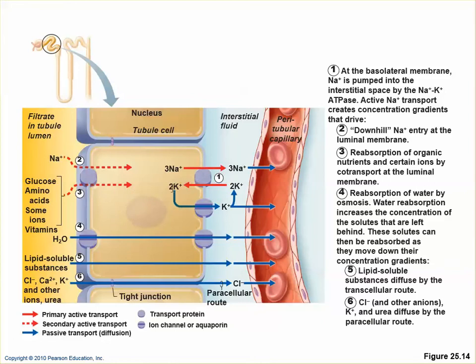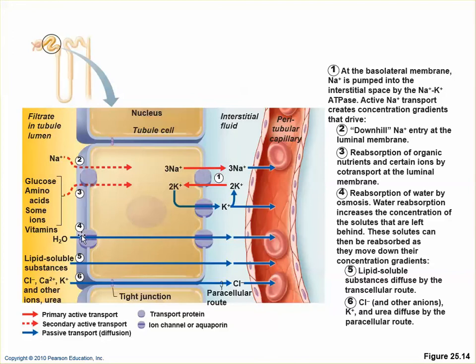Because then the sodium-potassium pump will pump sodium out here, potassium back in. Potassium then leaks back out through potassium leakage channels. It ends up creating an osmotic gradient here that allows this paracellular route to work. Chlorine and a lot of water passes through this way.